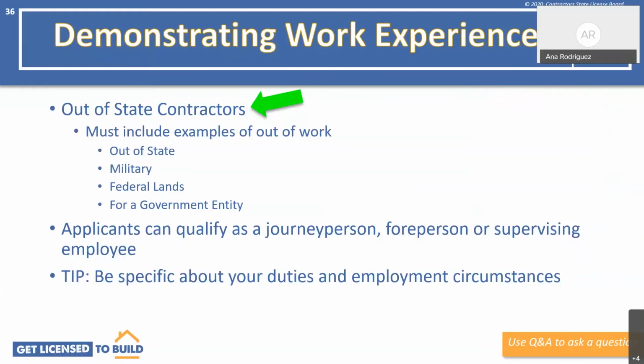Finally, for out-of-state contractors, the same guidance that we showed you for general building contractors. Be sure to include examples of your out-of-state work, as well as work that you did for the military, on federal lands, or for a government entity. Be sure to be specific when you describe your duties and also your employment circumstances.